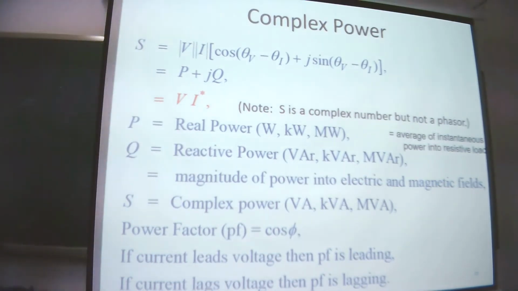This is a function of the angle. This is the power factor's angle, and this is the complex power, made up of the real power and the reactive power. Or you can just say active and passive. It's okay, they are the same things.